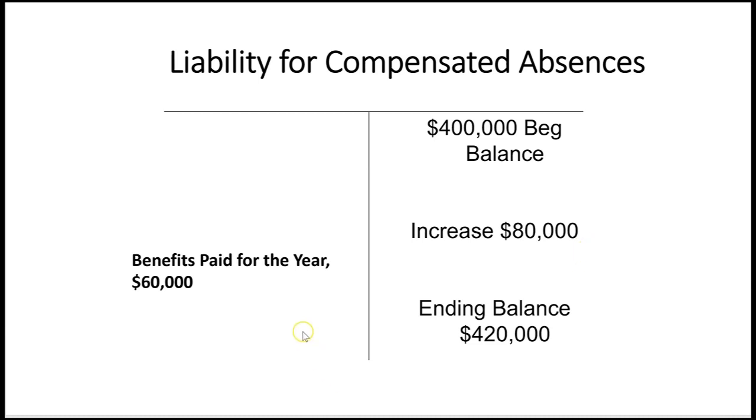They could tell you in the facts the amount of benefits that were paid out for the year. And let's say that's $60,000. You'd have to know to debit the liability for compensated absences for the amount that is paid out and credit cash. And that would bring the ending balance of the liability to $420,000.